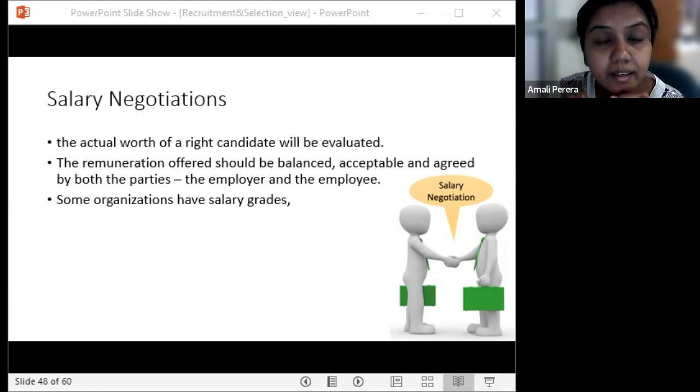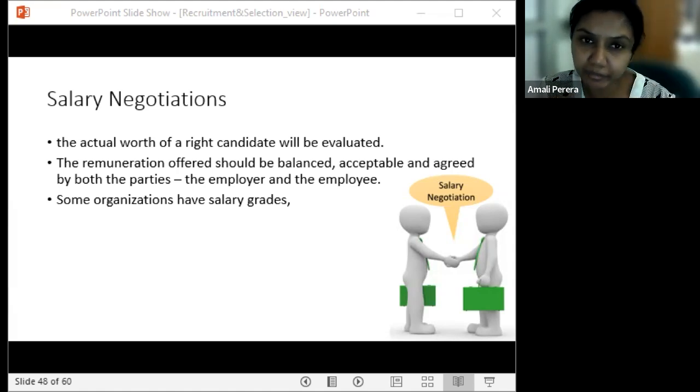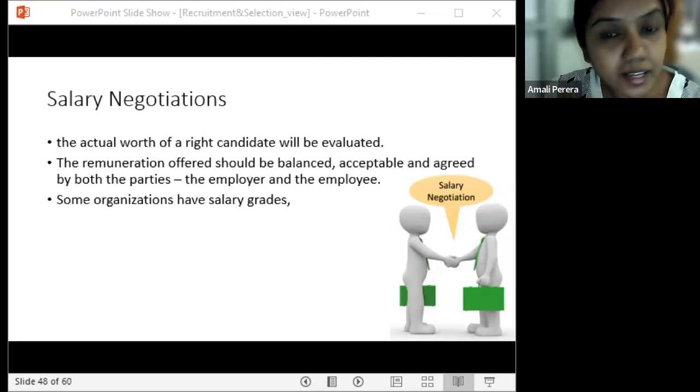Because normally every organization has a salary grade. For example, for assistant level, we will be paying from 20,000 to 30,000 or 40,000. For executive, we will be paying 40,000 to 80,000. For manager, 80,000 to 150,000. Likewise, there are salary grades.